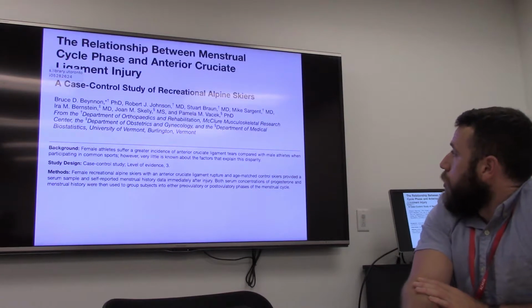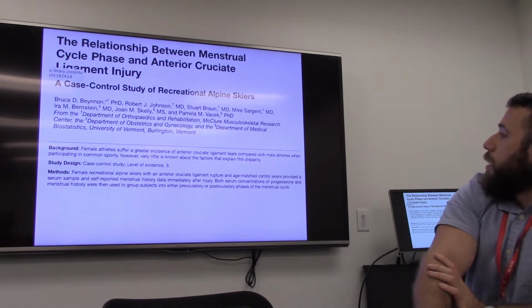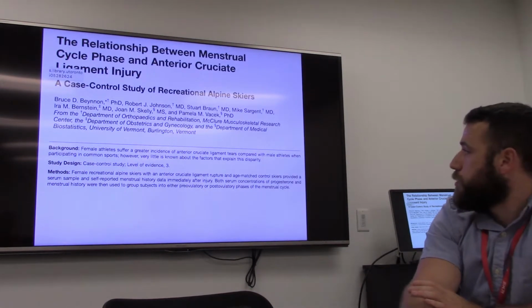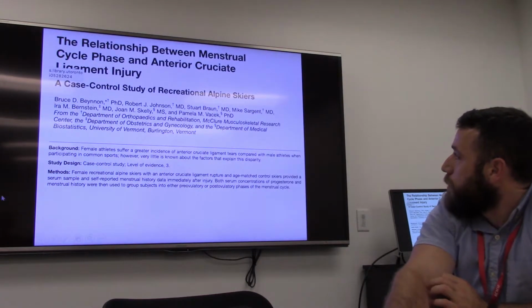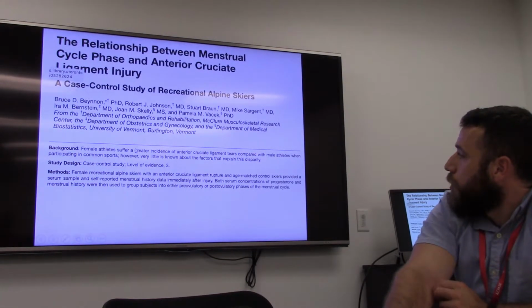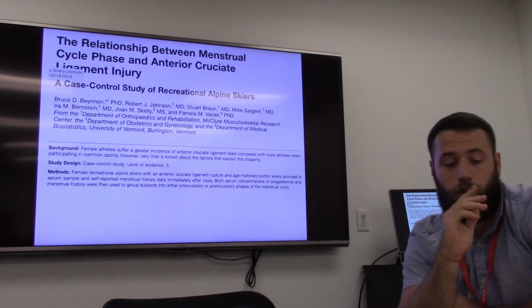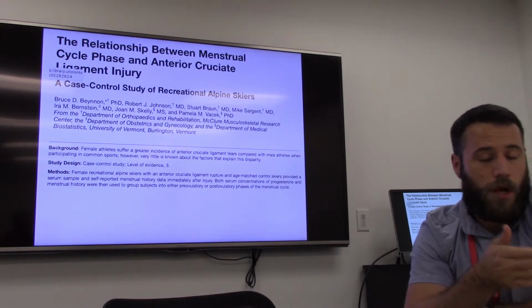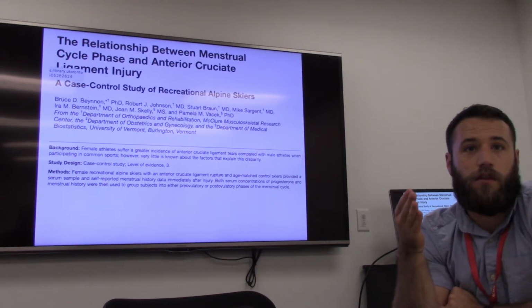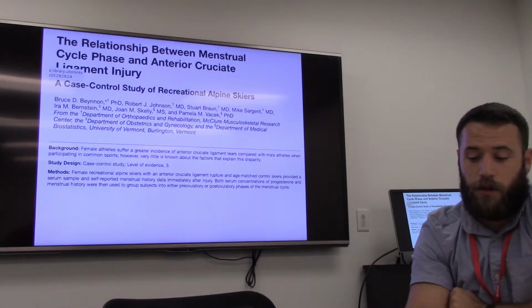All right, so this is looking at a case control study and how they came up with their odds ratio. This is a study that looked at ACL tears in female athletes and tried to see if there was a relationship between the menstrual phase and the risk of ACL tear.